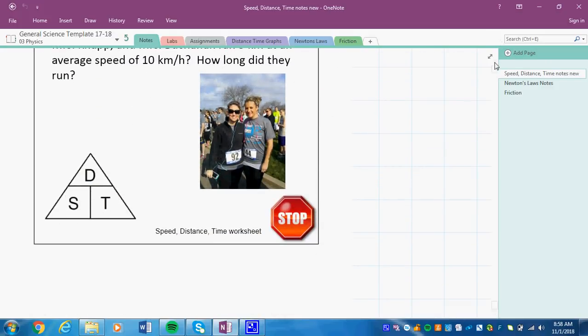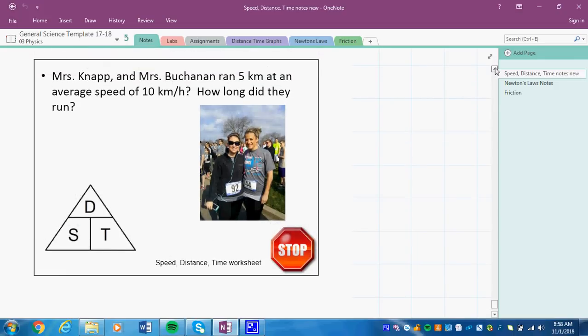And our last one, here we go. See if you can figure this out. Miss Buchanan ran a 5K, 5 kilometers, at an average speed of 10 kilometers per hour. So we know how far they went, that's distance. We know the speed that they went, that's 10 kilometers per hour. How long did it take them to go? So D, which is 5, divided by speed, which is 10, gives us time, 30 minutes. How do I know it's 30 minutes? Because it's 0.5 hours.